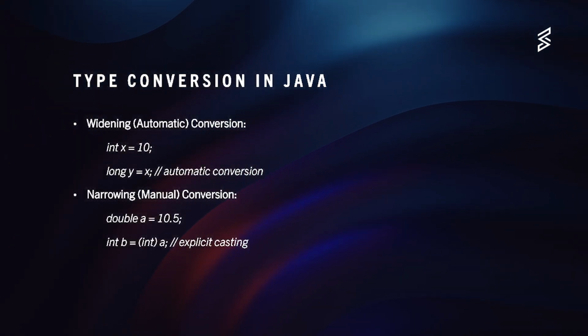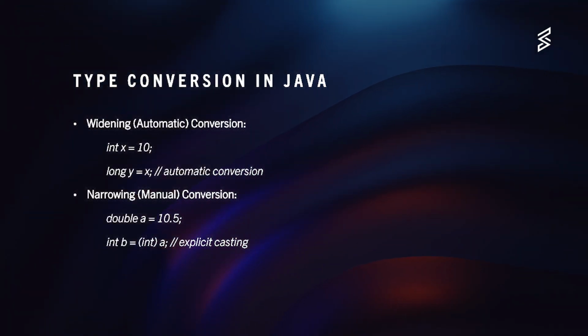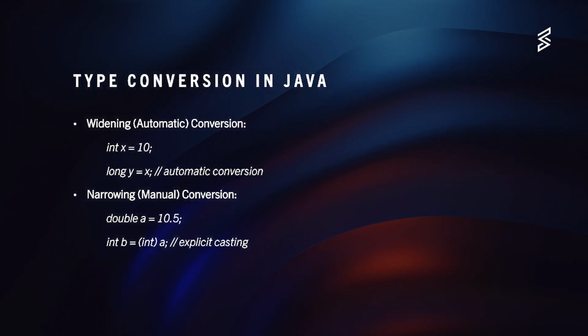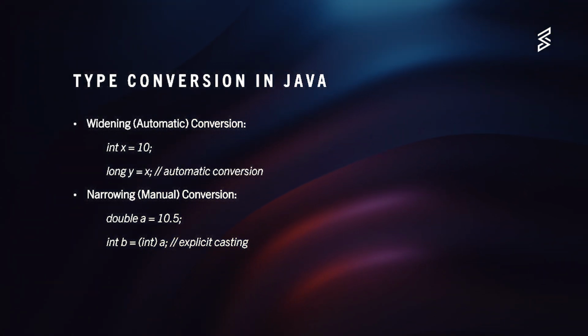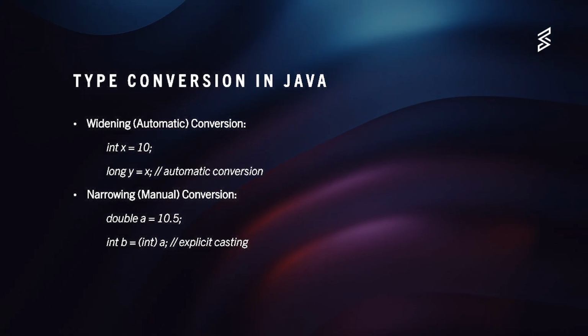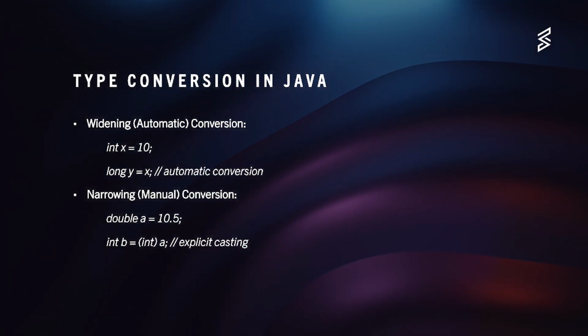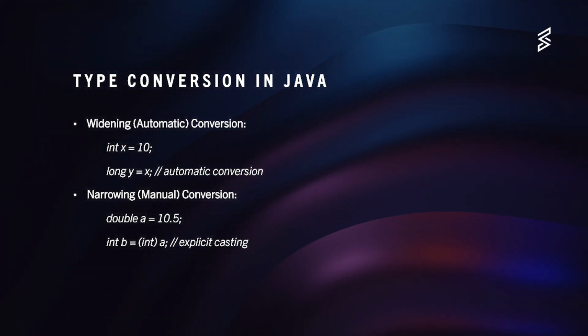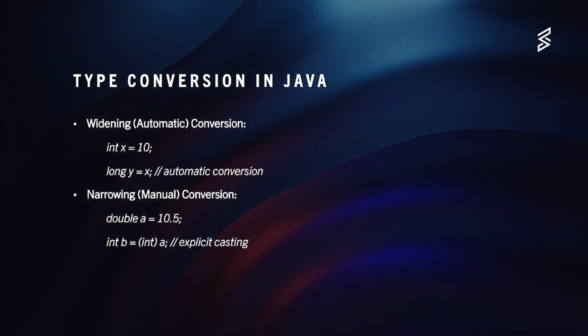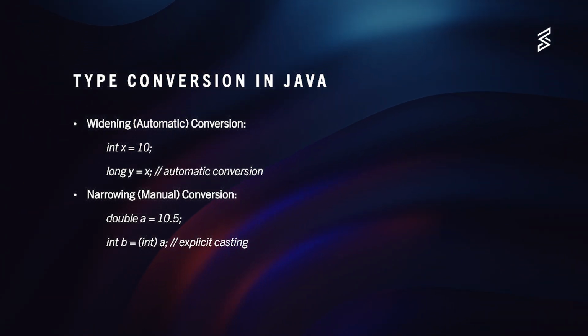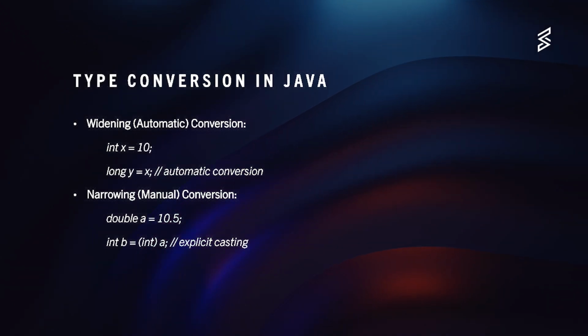Sometimes, we need to convert one data type into another. If you go from a smaller to a bigger type, like int to long, Java does it for you. That's called widening. But going the other way, like double to int, can lose data, so you must tell Java to do it. That's called narrowing or casting.